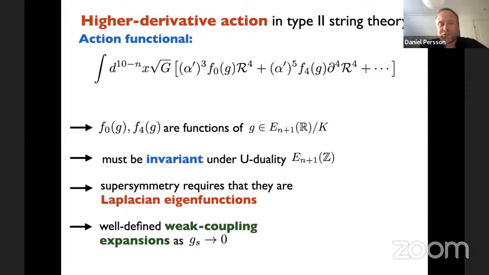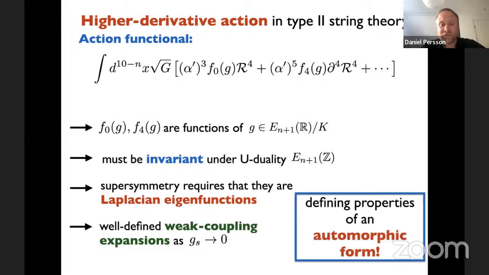Moreover, you have this other symmetry called supersymmetry. You can show that this gives you a differential equation condition on these functions, so they must in fact be Laplacian eigenfunctions. And they should have a well-defined expansion as g_s goes to 0. Now, essentially, these conditions are the defining properties of an automorphic form, actually going back to Harish-Chandra. I will give the formal definition in a moment, but you can really see that step by step, by just looking at the constraints from string theory, you deduce that these functions must be some type of automorphic form.